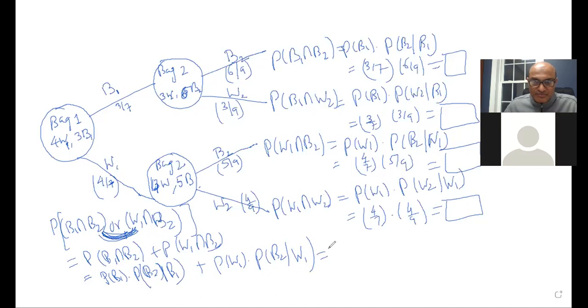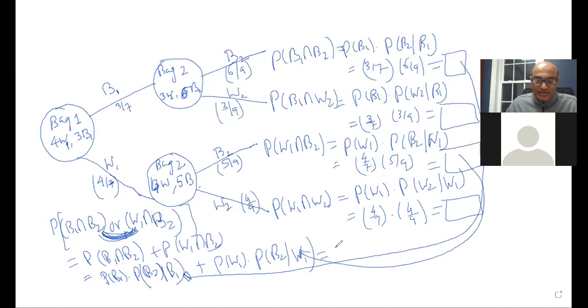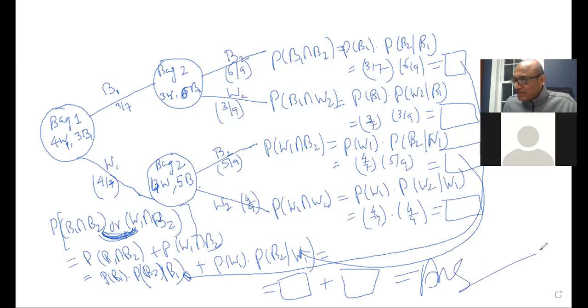Plug in the values. B1 intersection B2 is over here, so this number will go here. W1 intersection B2 is this one, so this number will go here. Whatever number you are getting, that is the answer. And that must be the same answer I explained to you without Venn diagrams. So you can understand the concept like this.